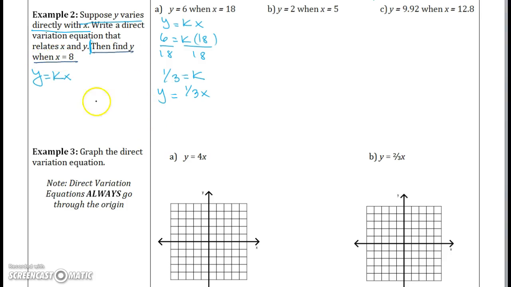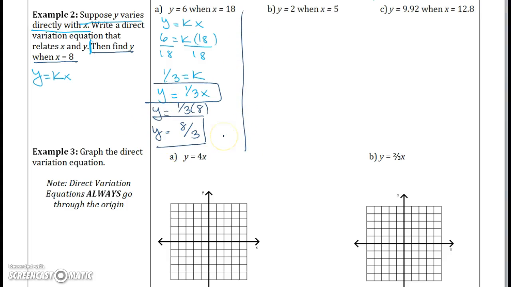I can do that. So when x equals 8, y is equal to 1/3 times 8. Y is equal to 8 over 3. Two answers for this problem. Okay, let's try another one together.